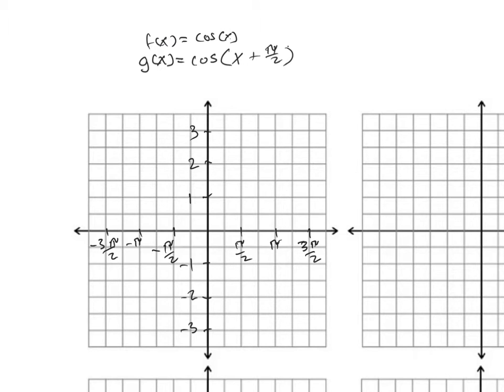Let's quickly graph our original graph, the cosine of x. So at 0, x is 1. And once you get a couple points down, you should be able to have the rhythm down already. So now I'm going to connect my points like so.